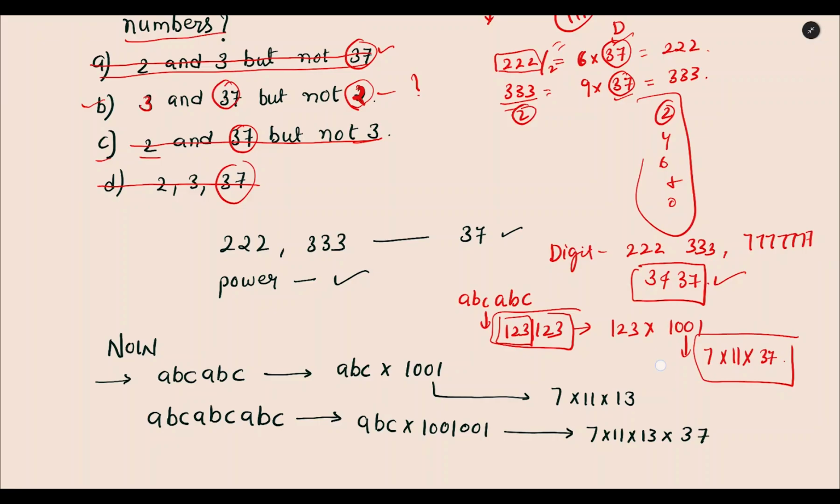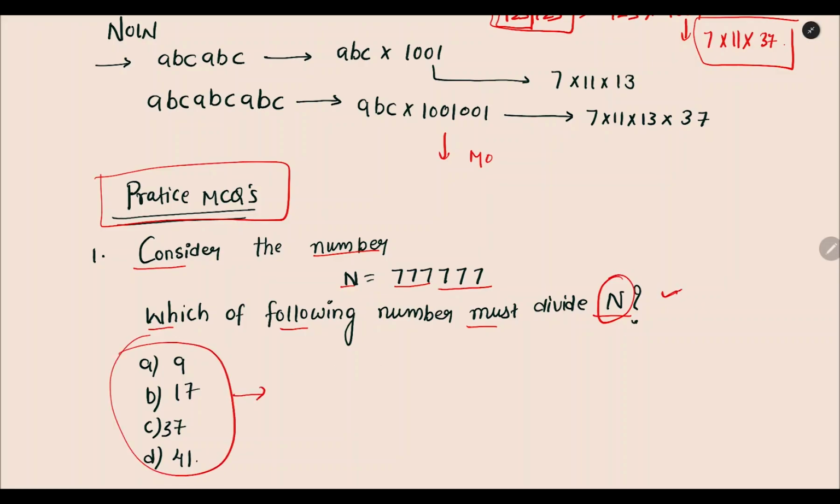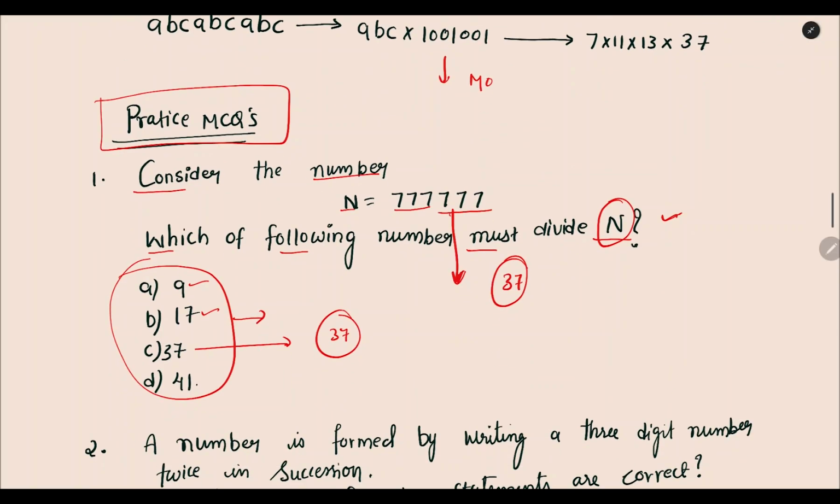So let us see some MCQ types where we can practice these model questions, right? Practice MCQs. First question is, consider the number n, 777777. The question is, which of the following numbers must divide n? So what he is asking is, this number n should be divisible by which number? Must divide. So we can't say 9, we can't say 17, but we can say 37 because we know the pattern. Whenever the number itself is repeating multiple times, it can be divisible by 37 at any cost. I hope you are getting my point. So 37 is the answer.